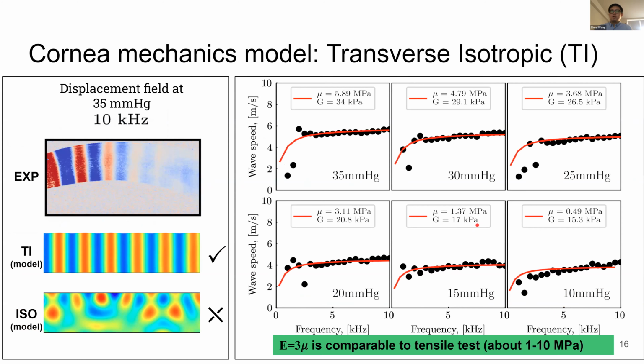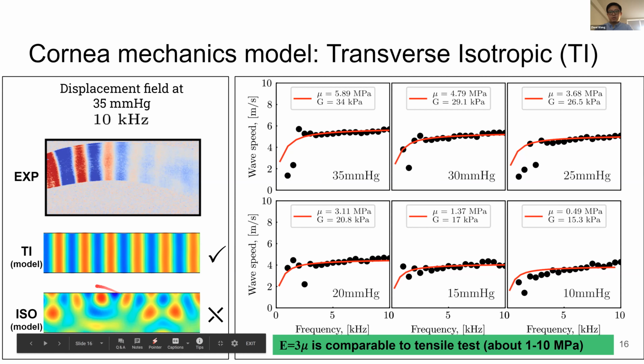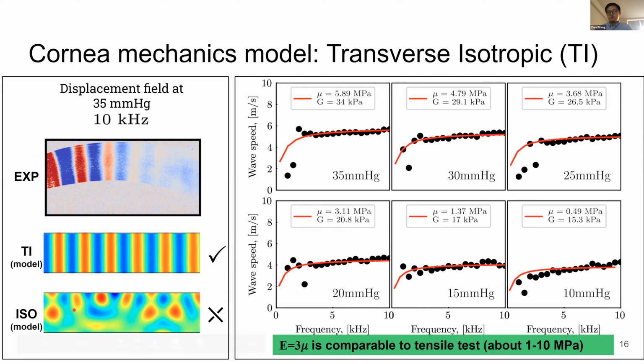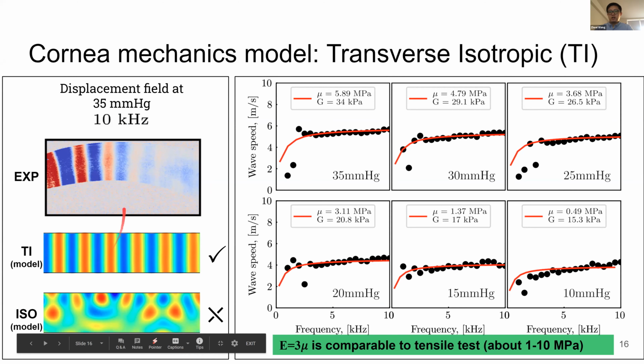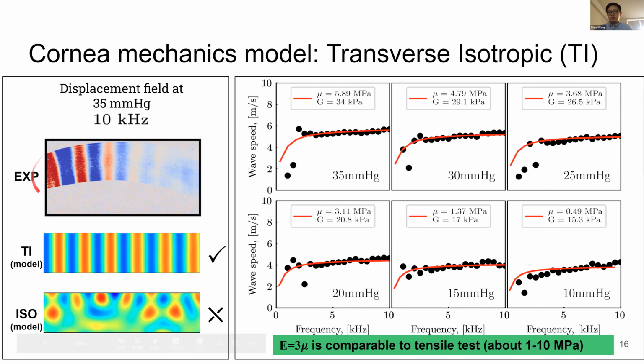With this modified transverse isotropic model, the simulated displacement field now matches the experimental data. And it's very clear that the isotropic model cannot describe the dynamic behavior of the real cornea that we observed in the experiment.